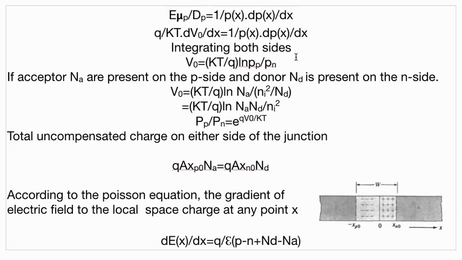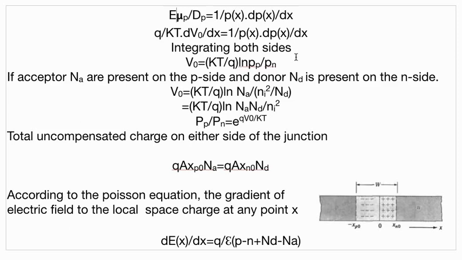If acceptor Na is present on the P side and donor Nd is present on the N side, then V naught is equal to kT by Q natural log of Na Nd over Ni square. Pp over Pn is e to the power qV naught by kT. The total uncompensated charge on either side of the junction is q A Xp naught into Na, and q A Xn naught into Nd.